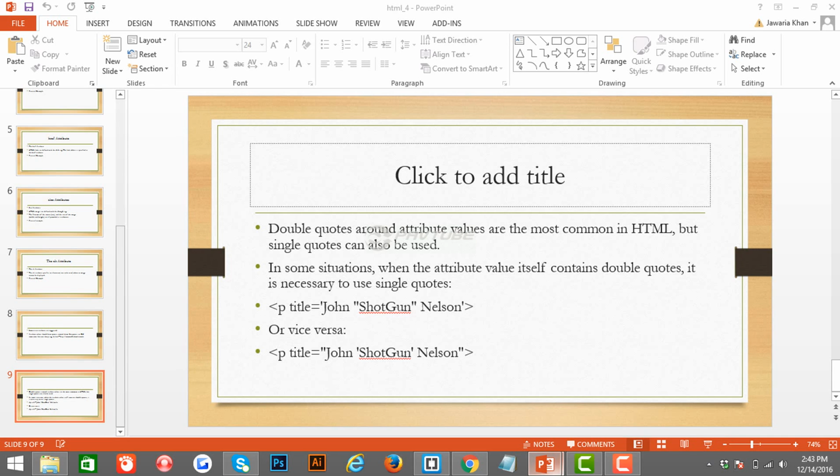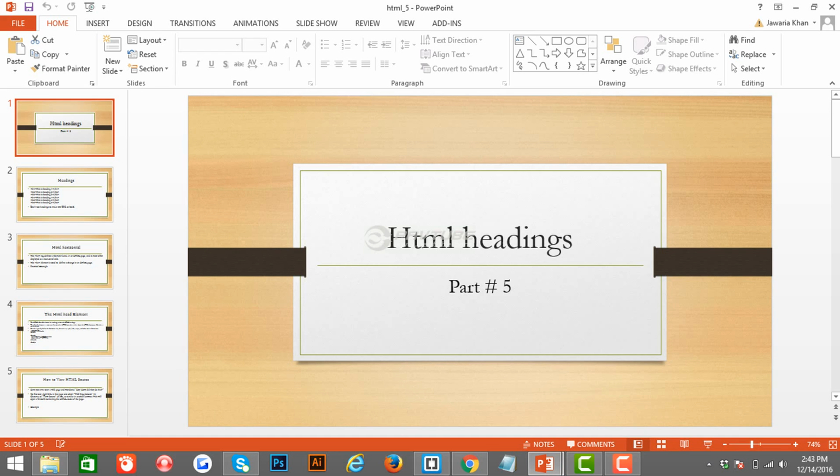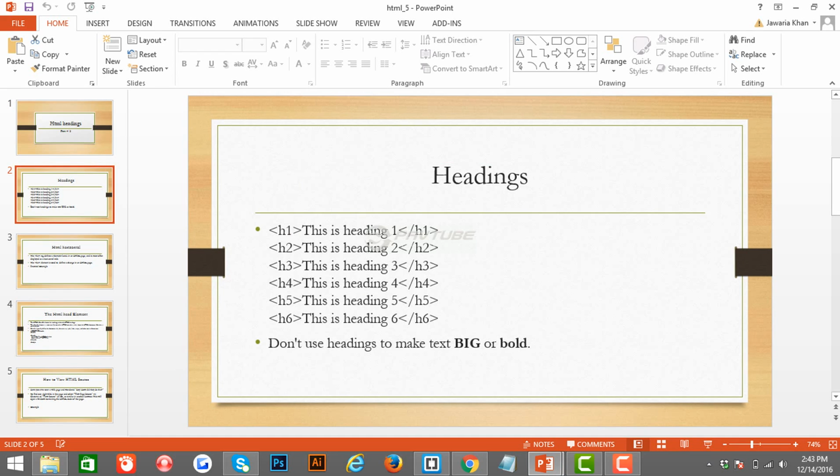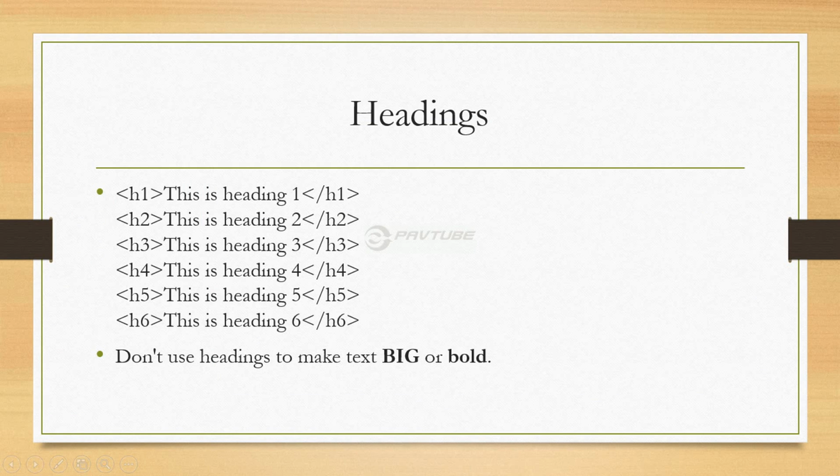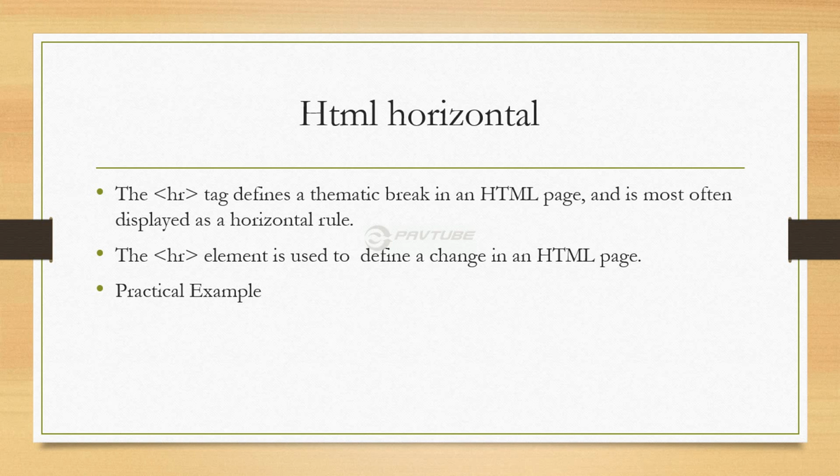Okay, this is clear. Then we are coming towards HTML headings, that is part 5 of our series. Headings, as we already know, are used in this way, H1 to H6, larger headings to smaller headings, right? Don't use headings to make text big or bold. Just use H1 to H6 for the heading purpose. Don't use them for making the text big or bold. Rather, you can use the strong tag. We will discuss that in detail onwards, right?